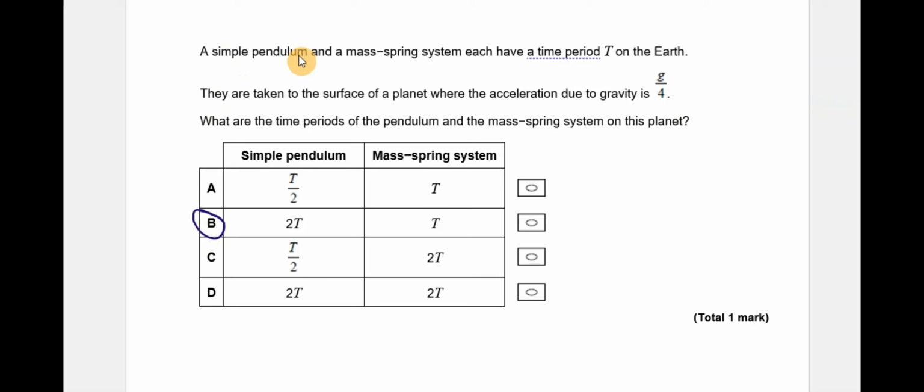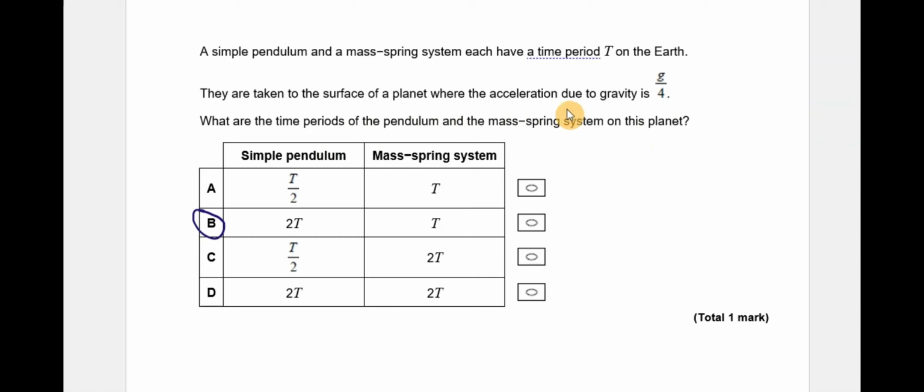So a simple pendulum and a mass spring system each have a time period T on Earth. They are taken to the surface of a planet where the acceleration due to gravity is g/4. The acceleration due to gravity on this planet is a quarter of the value of the gravitational field strength on Earth. What are the time periods of the pendulum and the mass spring system on this planet?